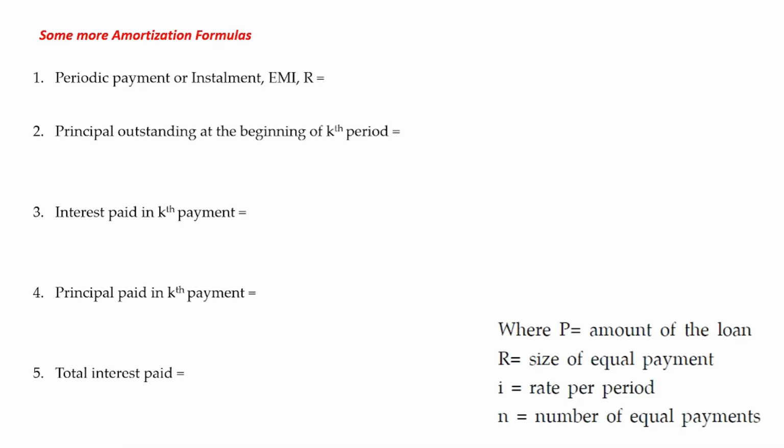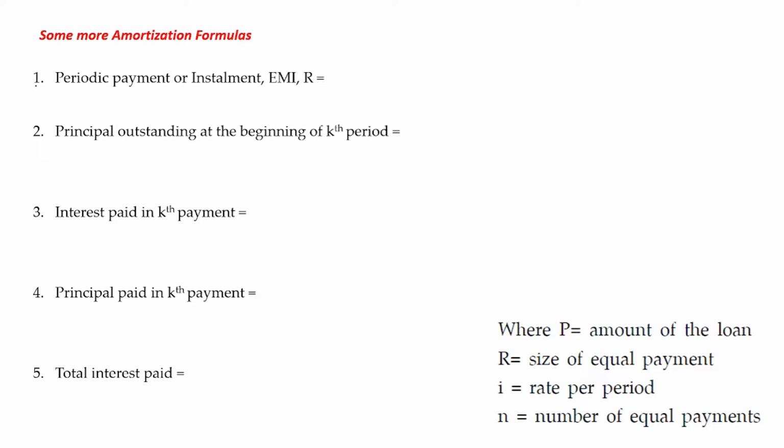In my previous video I have explained what is EMI, then how we can calculate EMI using flat rate system and using reducing balance method. Now under reducing balance method, we saw a few amortization formulas. Now we will continue with some more amortization formulas.